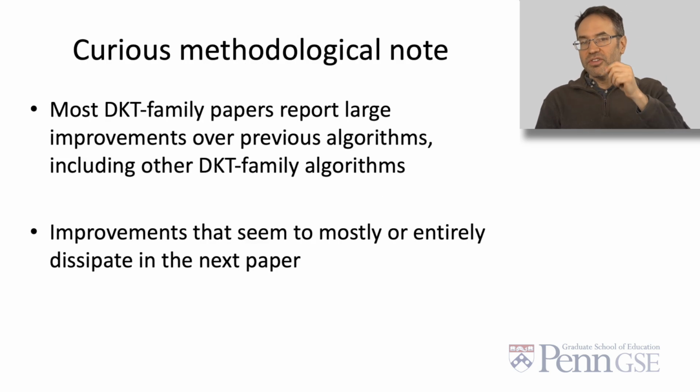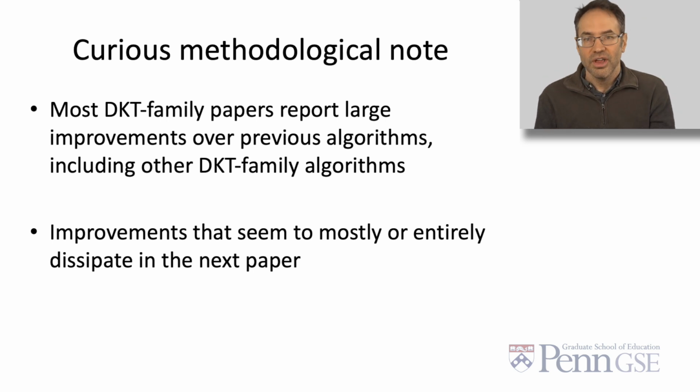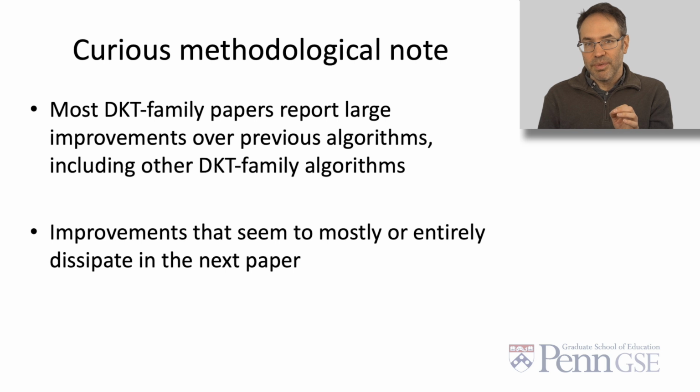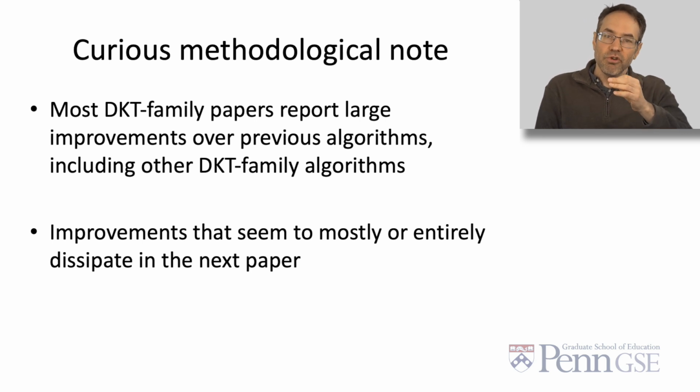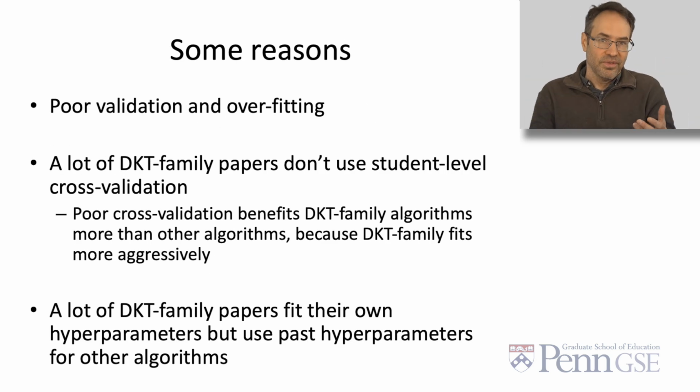Now, in discussing these, I've tried to be fairly calm about how big the benefits were, but there's actually a curious methodological note that I kind of have to report, which is that most DKT family papers report not tiny improvements, but large improvements over previous algorithms, including other DKT family algorithms. And those improvements somehow seem to mostly or entirely dissipate in the next paper. And what's going on here? Poor validation and overfitting, unfortunately.